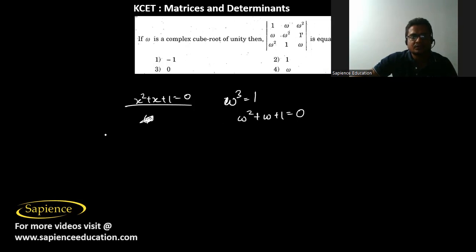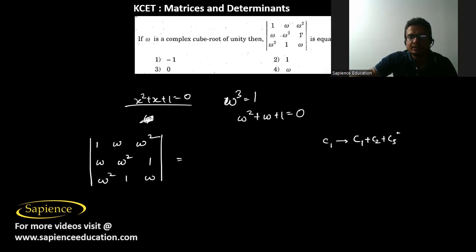So therefore the determinant of 1 omega omega square, then omega omega square 1, omega square 1 omega, the determinant of this we have to find. So then what we can do, we can add the elements of the first column, second column, and third column. Means I can write C1 goes to C1 plus C2 plus C3. So we are applying this column operation.